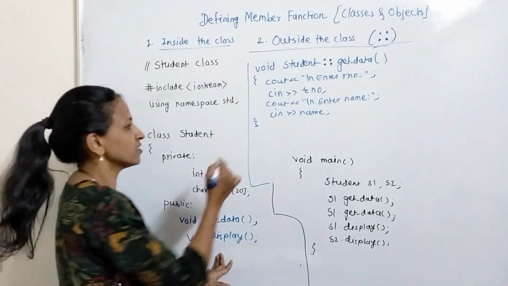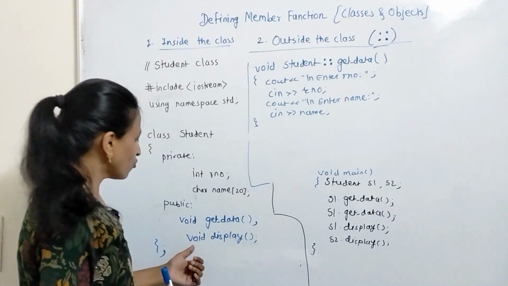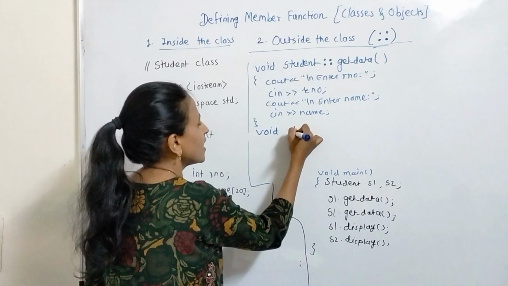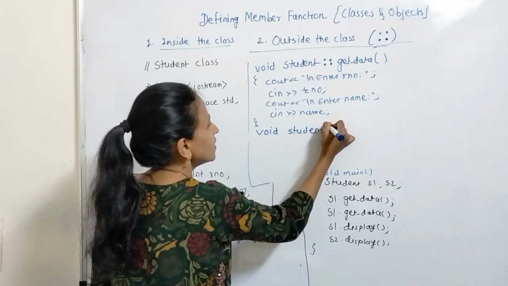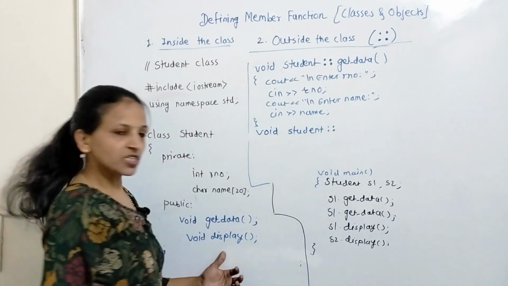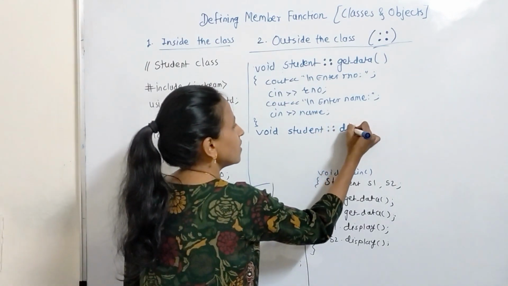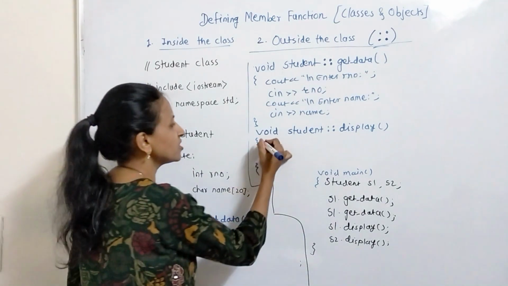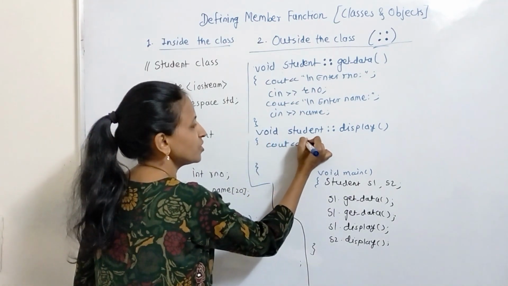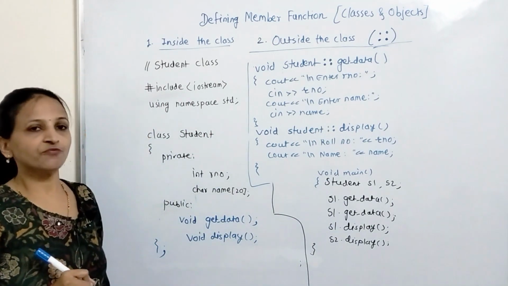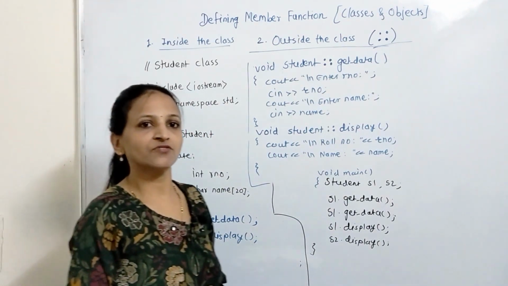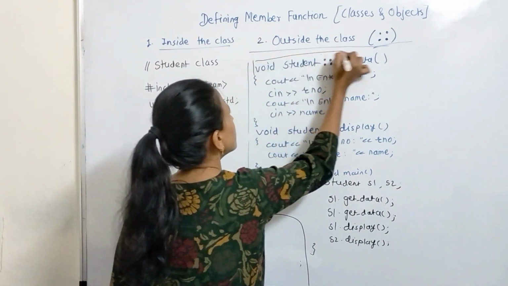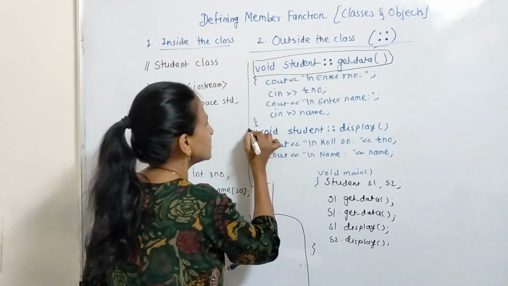We have just declared it inside the class. Again we follow the same format: the return type is void, then the class name is Student, then the scope resolution operator, the function name is display, and parentheses blank because we are not passing anything here, and then write the code, that is the function body. In this way we can define member functions outside the class with the help of the scope resolution operator. This is the first one we have defined, and this is the second one.